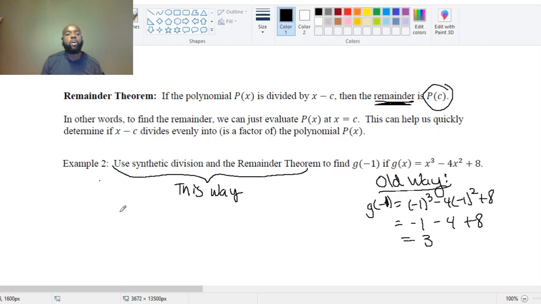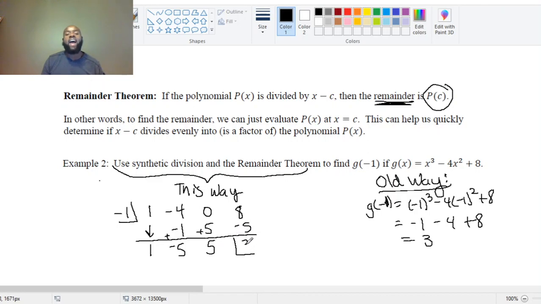I can find g of negative 1 by letting negative 1 be c and doing the synthetic division on this type of polynomial here. So notice I have x to the third power that has 1, negative 4x squared. I don't have a linear term, so I'm going to put a 0 there. And then I have 8 as my constant term. I set up my synthetic division chart. 1. Negative 1 times 1 is a negative 1. Add those together, I get negative 5. Negative 1 times negative 5 is a positive 5. Add those together, I get a positive 5. Negative 1 times positive 5 is negative 5. Add those together, I get 3.